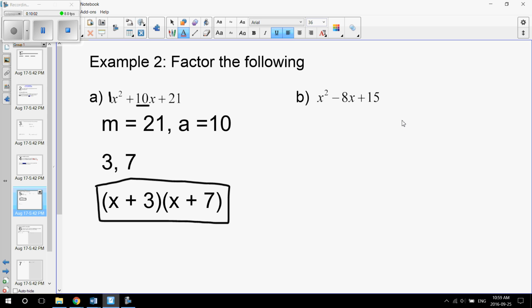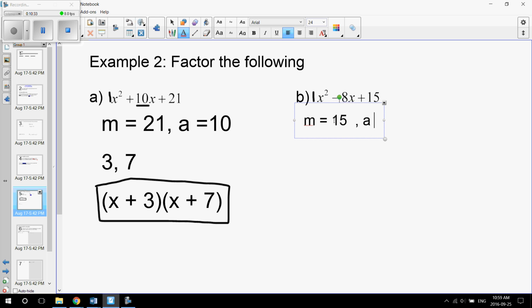Let's take a look at our second example here. And we look at our equation. We see that there is nothing in front of this x squared, so we know that there's technically that 1 in front of it. So pull out our two factoring values, our multiply value and our adding value. So multiplying value should be the last value in our equation, the 15.